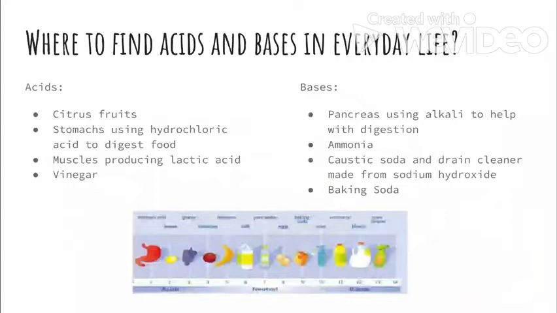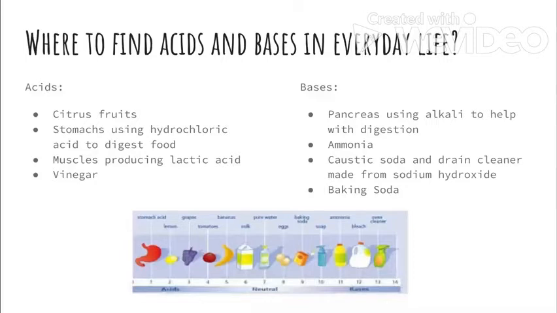Now, where do we find acids and bases in everyday life? Think of something you might have had for breakfast this morning, like an orange or another kind of citrus fruit. That would be considered acidic, or fall in the acid category. Another example is hydrochloric acid, which is in the stomach and actually digests food. Muscles produce lactic acid after we run around and exercise outside, and that's considered an acid. Also, regular vinegar in the kitchen is an acid.